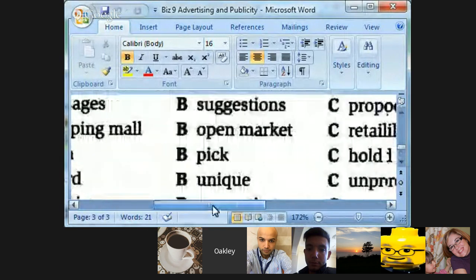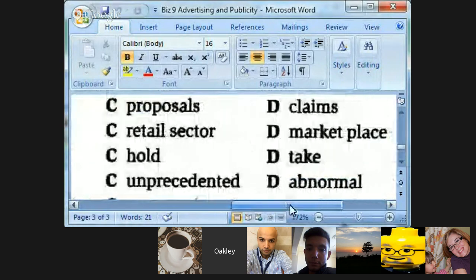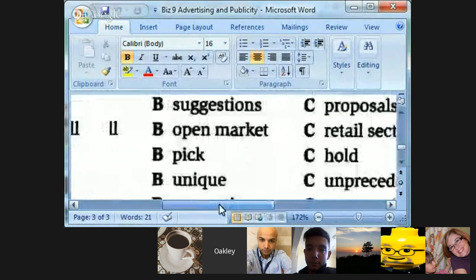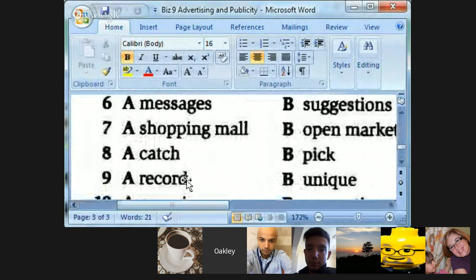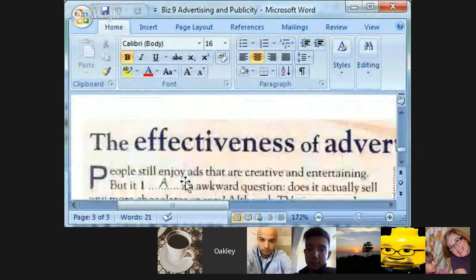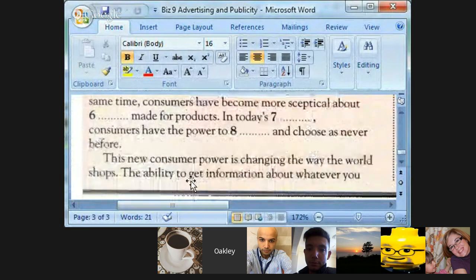Maybe an alternate word: messages, suggestions, proposals, claims. Claims may work. I don't disagree. Advertisements made for products or claims made for products. I think both of those would work. Okay, I don't have a problem with your answer. There may be other potential answers that are not on my list. I was trying to explain that before.